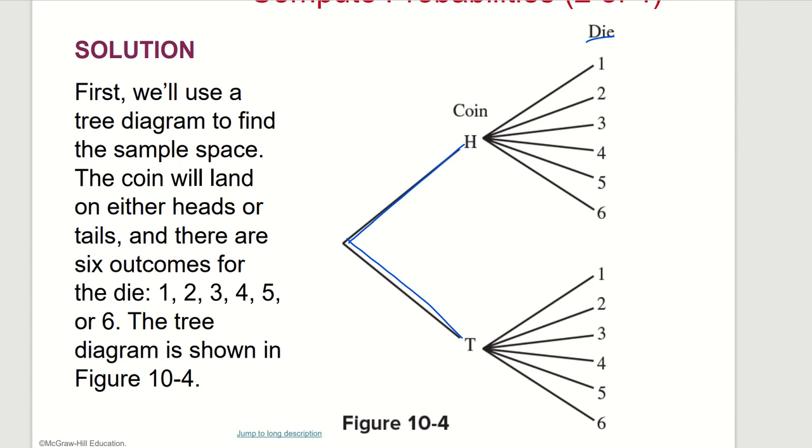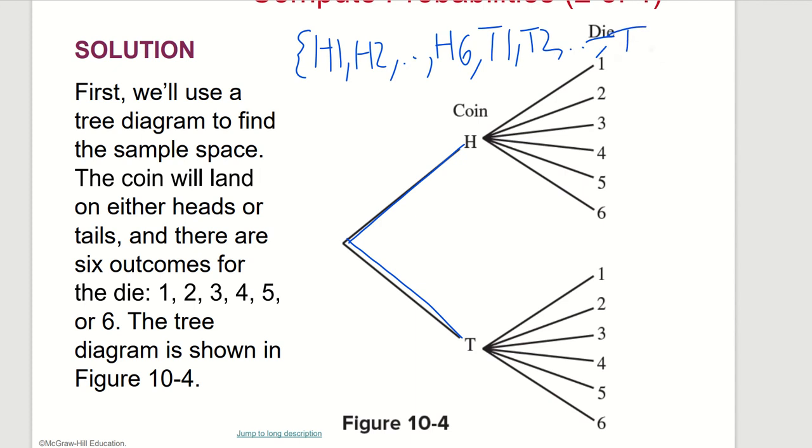So the sample space here would consist of these outcomes. I'm not going to label them all, but you'd have a head with a 1, a head with a 2, all the way up to a head with a 6. And then we have our tail outcomes, tail with a 1, tail with a 2, all the way up to a tail with a 6.